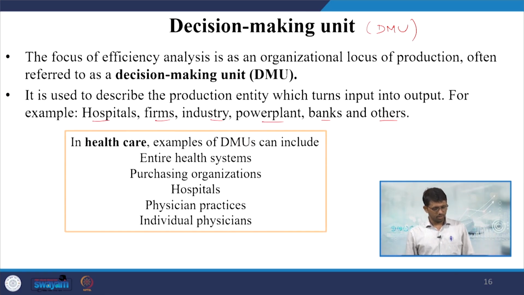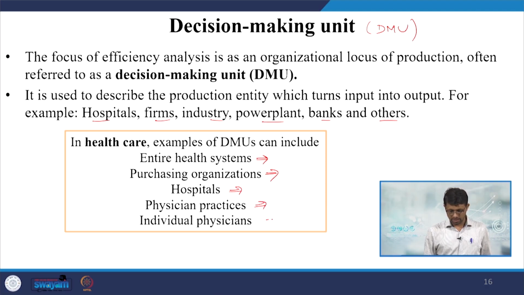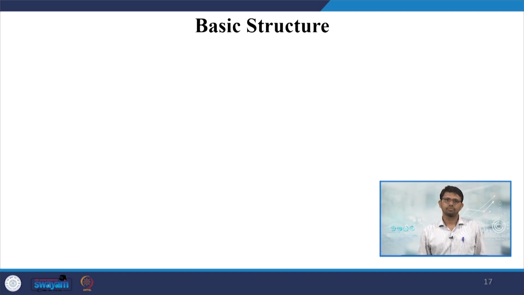And here we have mentioned, in healthcare, examples of DMU can include the entire health system, which we can analyze, purchasing organizations, whoever is purchasing healthcare products, hospitals, physician practices, and individual physicians as well, and how far these are actually competing with each other and how far their productivity is reflected better, whether it is still needed or not. DMU units are relevant for analysis.